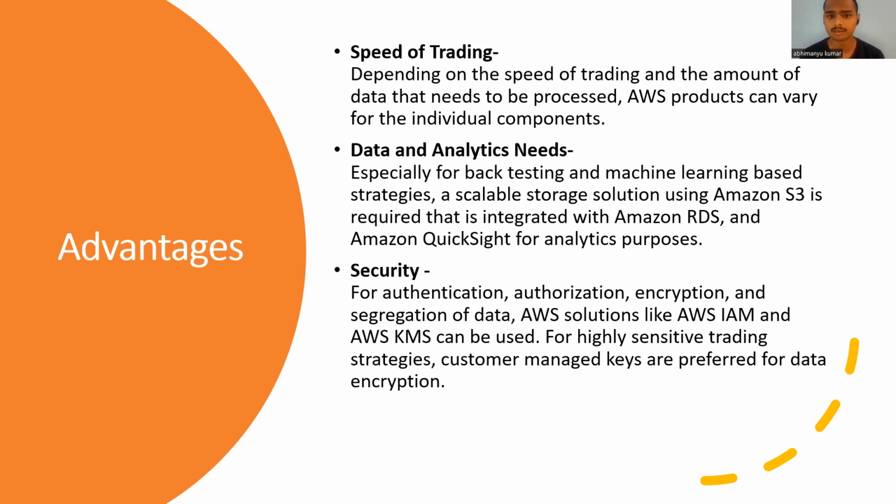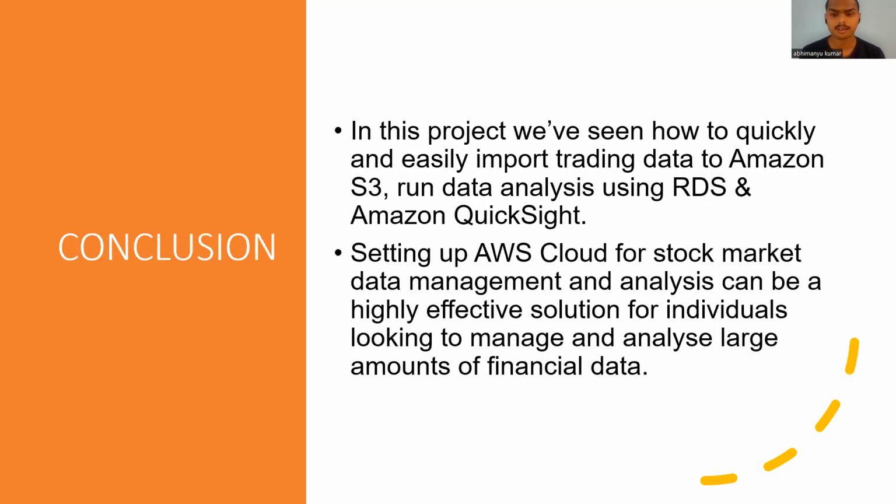In trading, like I said earlier, risk management is there. So we need security. AWS is giving authentication, authorization, encryption, and segregation of data, and IAM and KMS are used. Moving forward to the conclusion, in this project, we have seen how we can easily import data to Amazon S3 and run analysis using RDS and QuickSight. Setting up AWS Cloud for stock market data management and analysis can be a highly effective solution for individuals who are looking to manage and analyze large amounts of financial data using cloud.